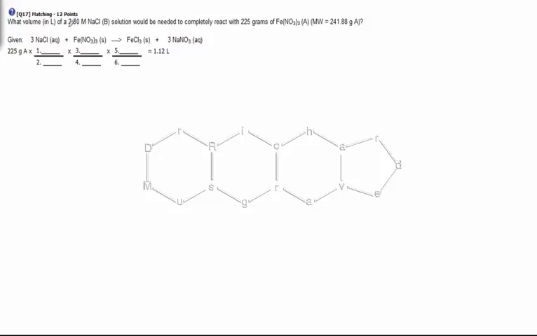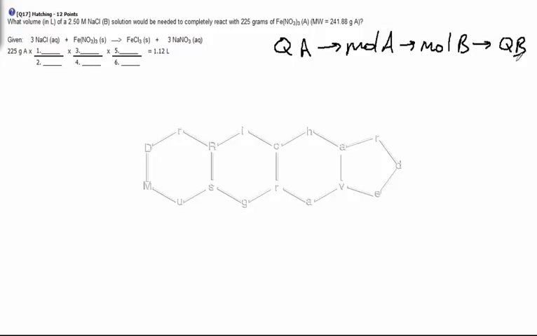So what volume of a 2.50 molar solution of NaCl? So NaCl becomes B, what we want, and the Fe(NO3)3 will be A, and that's what we're going to start with. Now since it's a two substance type problem, I'm going to use my modified flowchart. Q of A gives moles of A, gives moles of B, and that gives Q of B.